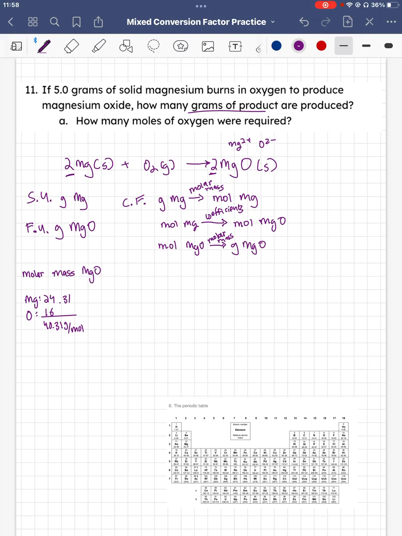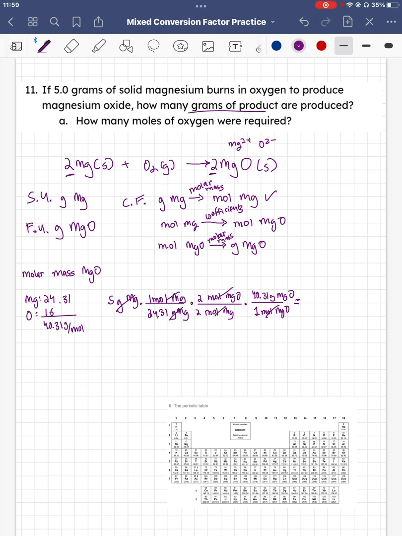And now we can set up our conversion factors. So I have 5 grams of magnesium times 1 mole of magnesium per 24.31 grams of magnesium, grams to moles. I now have moles of magnesium to moles of magnesium oxide, and I could simplify, but the coefficients are 2 and 2, so I'll just leave it as 2 and 2. And now I just need to get into grams of magnesium oxide. So for every 1 mole of MgO, I have 40.31 grams of MgO, and my units, I can cancel them all out, and I see I really do end up in grams of MgO.